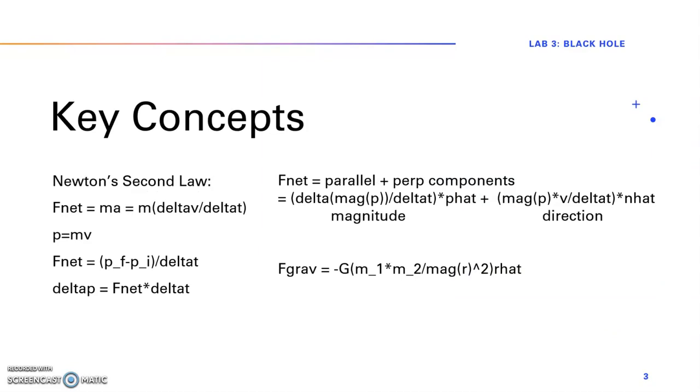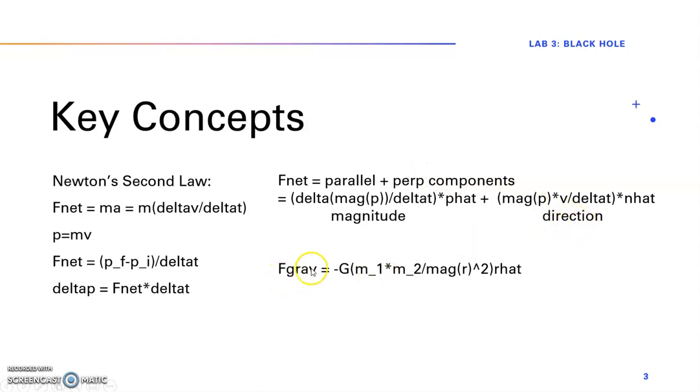The key concepts are, first and foremost, Newton's second law. We know that the net force is equal to mass times acceleration. We also know that the momentum is equal to mass times velocity. With this, we can find that the change in momentum is equal to the net force times the change in time. Please note the net force is equal to the parallel and perpendicular components added together. The parallel component determines the magnitude, while the perpendicular determines direction.